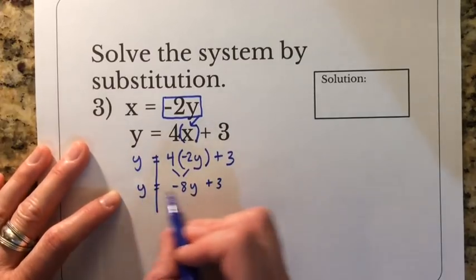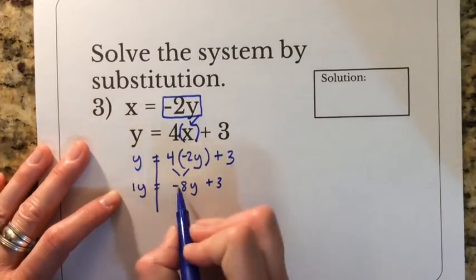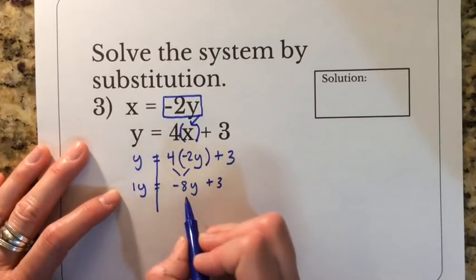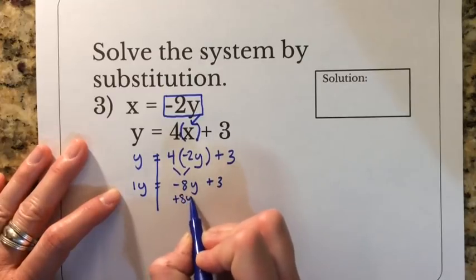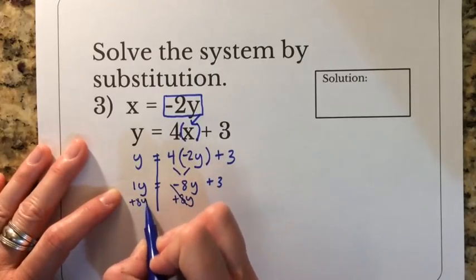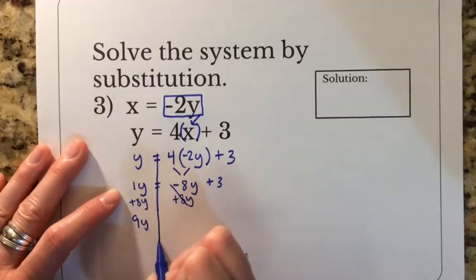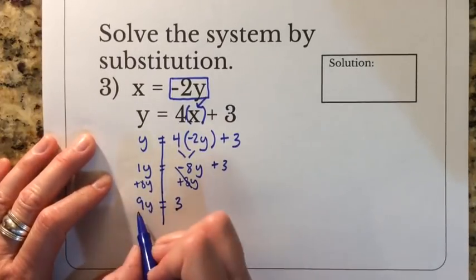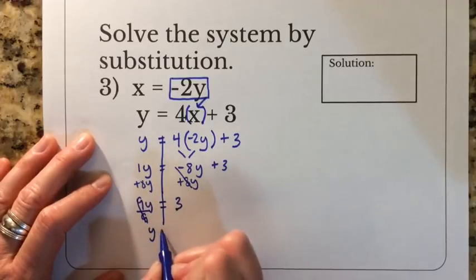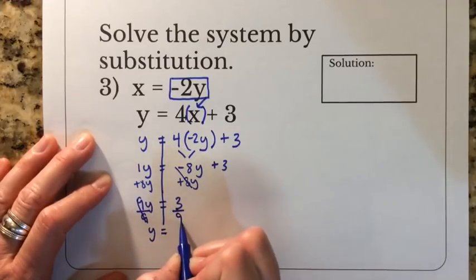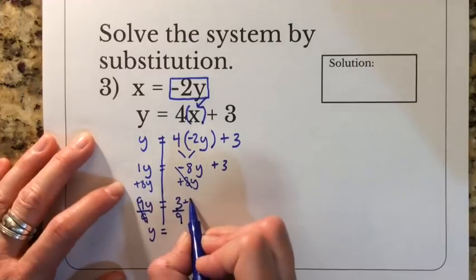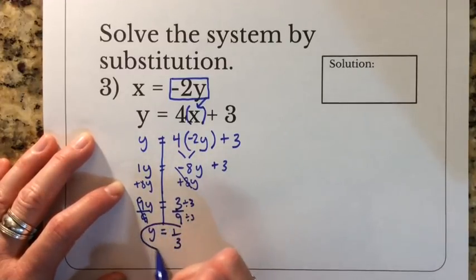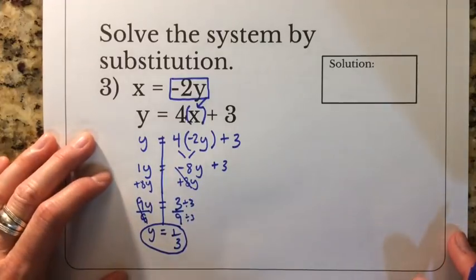Oh, I have a y on both sides. This is a 1 and this is a -8. This one's bigger. So let's go to the bigger party. Let's get rid of this one. Bring down your 3. Now it looks like we're going to have to divide by 9 to get the y. Divide this side by 9. 3/9 is 1/3. So y equals 1/3.